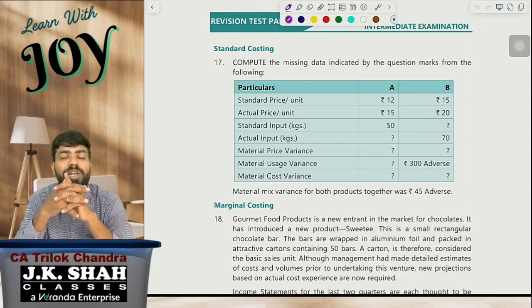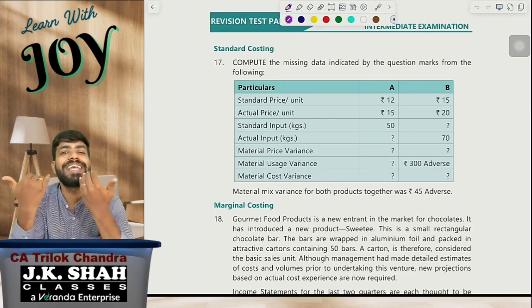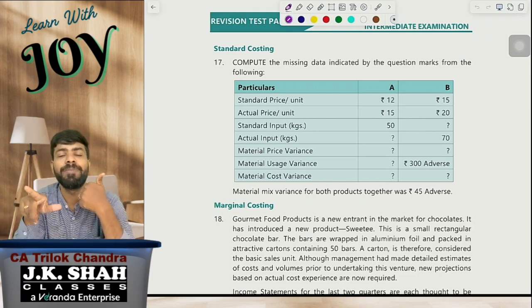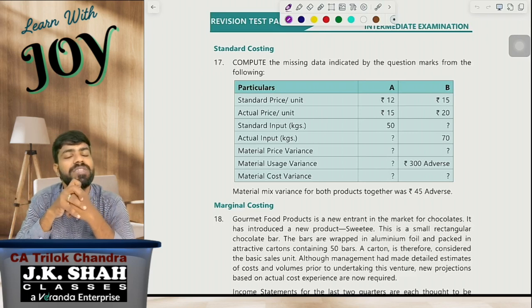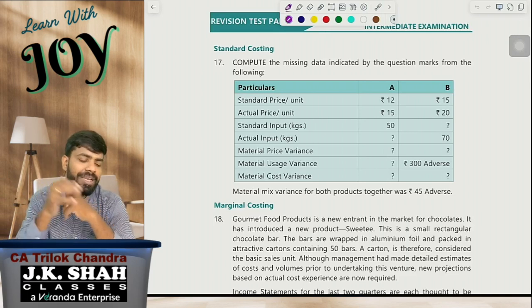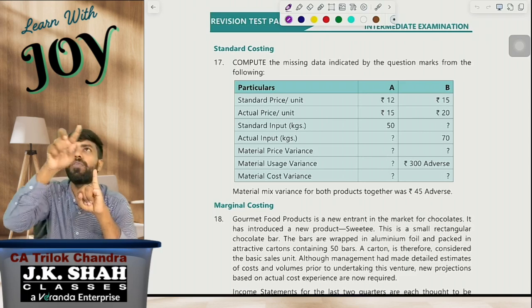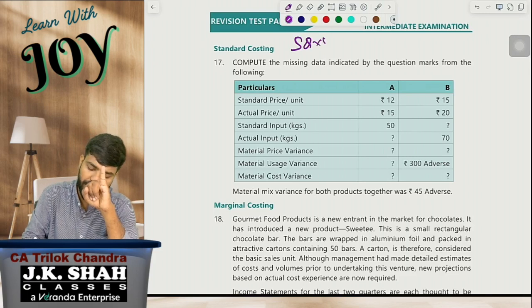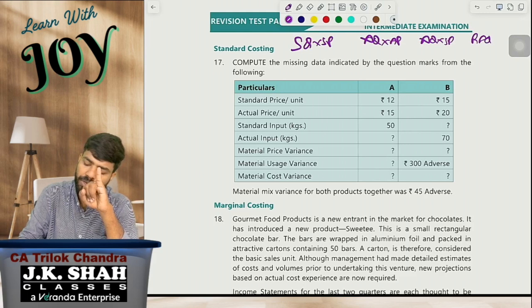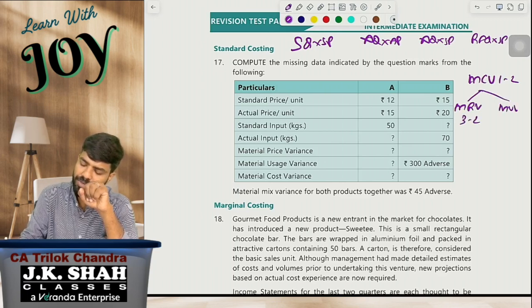RAQ, revised actual quantity. What does it mean? Simple: actual quantity in standard mix, which helps to calculate the mix variance at standard price. Clear till now? Next, we calculate the variances. According to our columns, material cost variance is 1 minus 2, material rate variance 3 minus 2, material usage variance 1 minus 3, material mix variance 4 minus 3, material yield variance 1 minus 4.